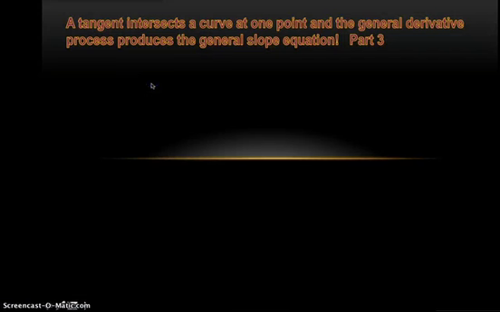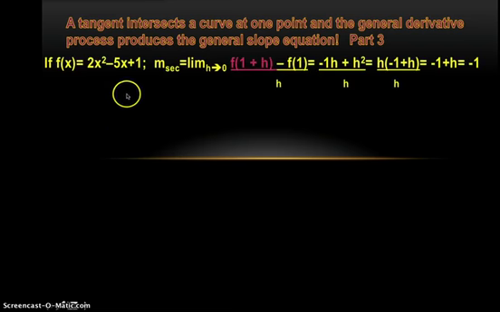This is part 3 in where a tangent intersects a curve at one point, and the general derivative, also called the difference quotient, that process produces the general slope equation. So I want to go through another problem with you, and this was one that we did in class.